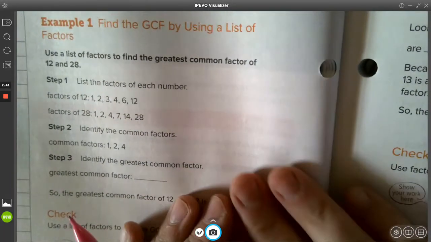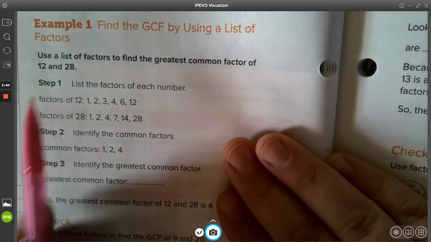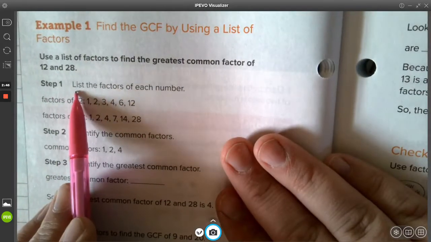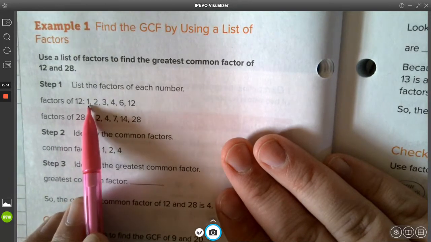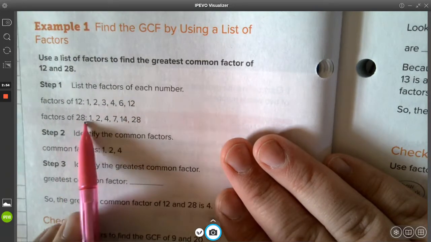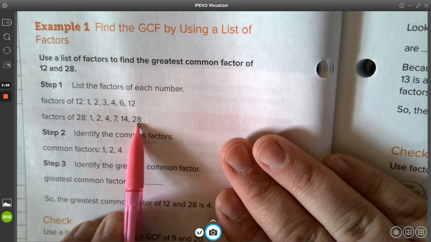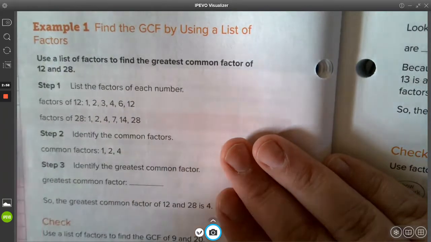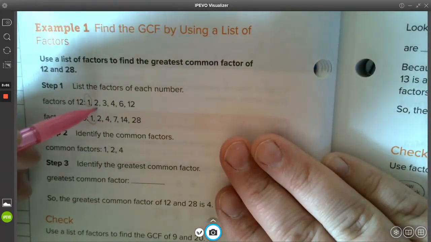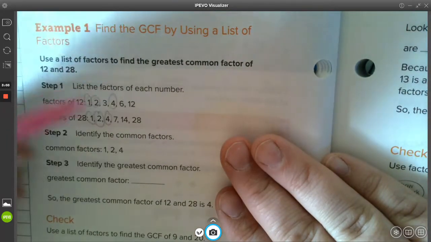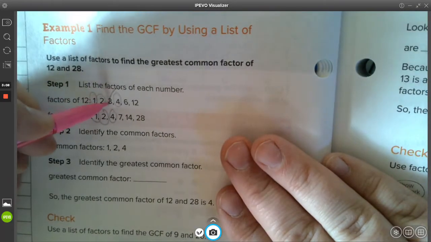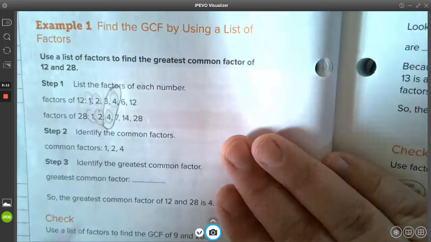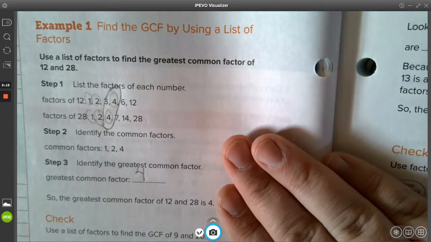Let's take a look at example 1. We're going to use our list of factors to find the greatest common factor of 12 and 28. The first step is to list all of our factors of each number. Factors of 12: 1, 2, 3, 4, 6, and 12. Factors of 28: 1, 2, 4, 7, 14, 28. Then identify common factors. 1 is shared, 2 is shared, 4 is shared. Anything else? Nope. Now, what's the largest one that's shared? That would be 4.